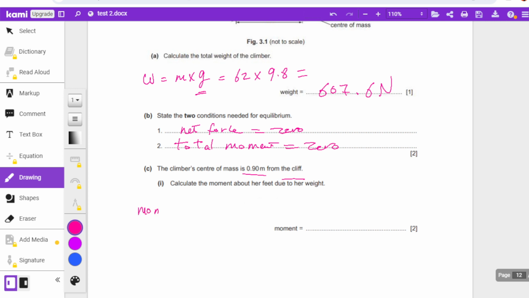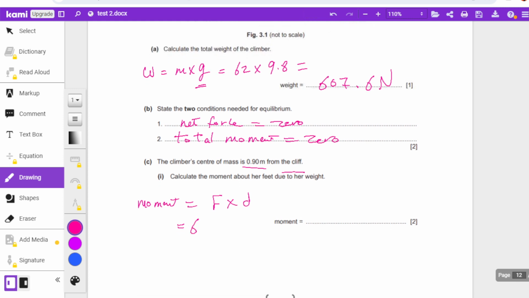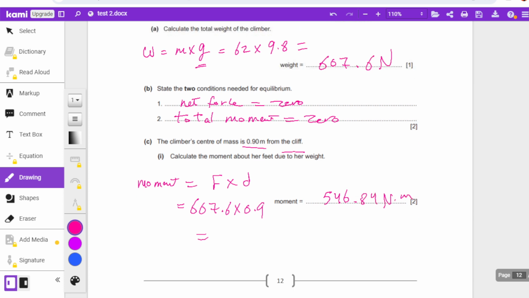So the moment of weight equals force multiplied by distance. So what is the force? The force, which is the weight, we found it is 607.6, multiplied by the distance 0.9. So the answer will be 546.84 Newton meter. Okay.